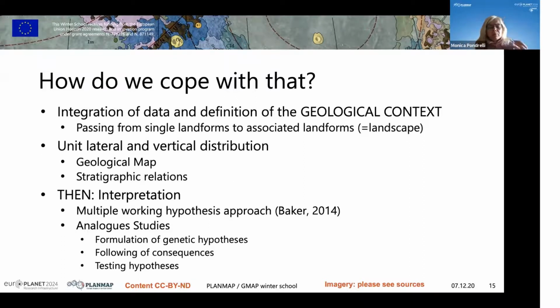Then, of course, we will proceed with the interpretation. We will be able to proceed with a more constrained interpretation using the multiple working hypothesis approach, which has been fantastically described by Baker in 2014. It's one of the historical concepts in geology, but Baker wrote a fantastic paper on that, and by means of the analog studies. So this will work through the formulation of several genetic hypotheses, then following the consequences, and then testing these hypotheses again and again.